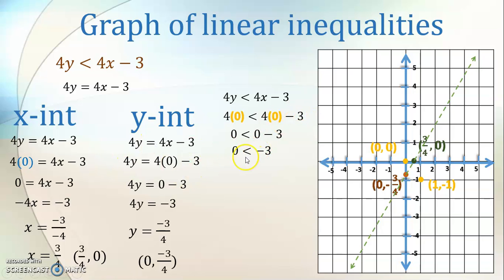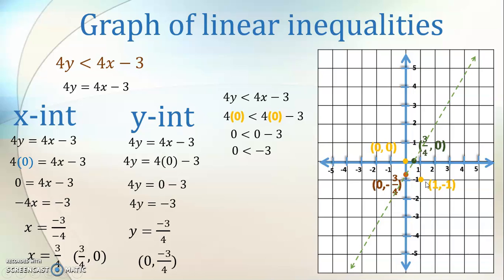Because on here, 0 is not less than negative 3. It's greater than. So this means we cannot work with (0, 0). We cannot work with any of the values we have on this side. So we're going to try with the other side, and trying with the other side, we're going to see if we are right on the other side or if we were wrong.